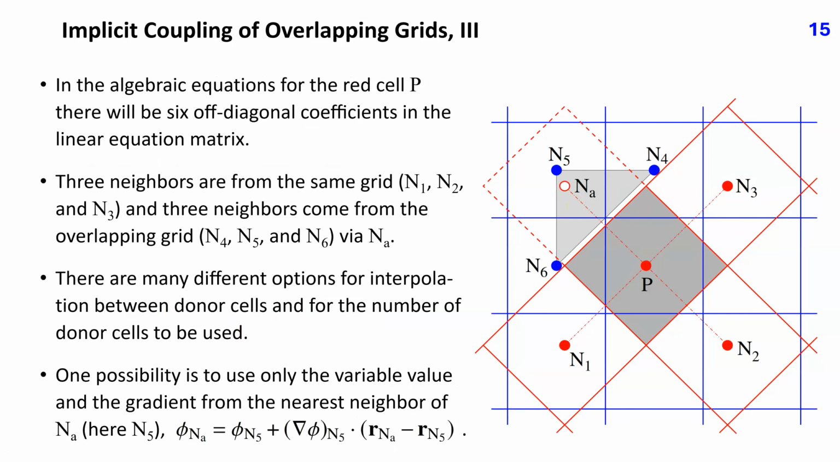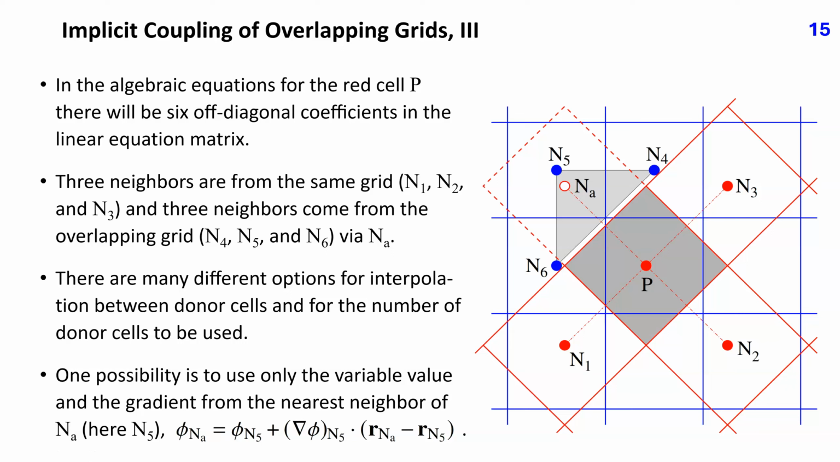In the algebraic equation for the red cell P, there will be 6 off-diagonal coefficients in the linear equation matrix. 3 neighbors are from the same grid, N1, N2, and N3, and 3 neighbors come from the overlapping grid, N4, N5, and N6, via NA.